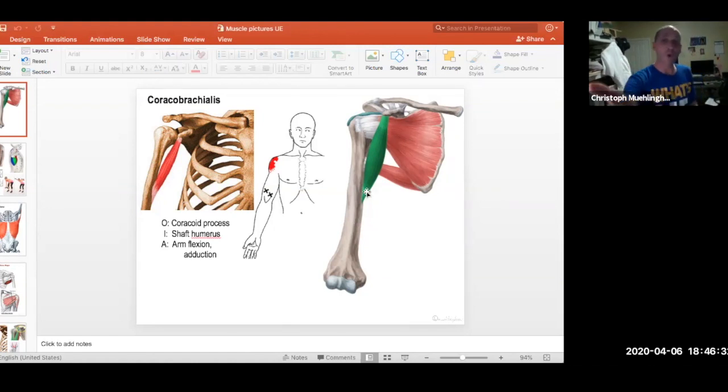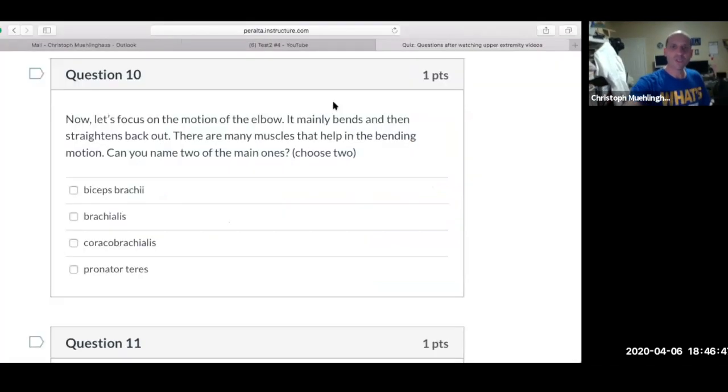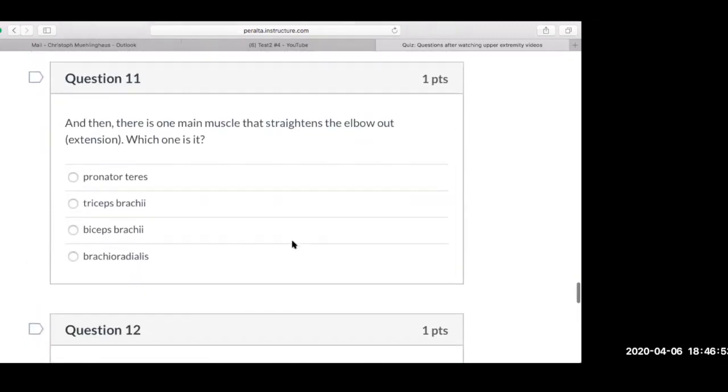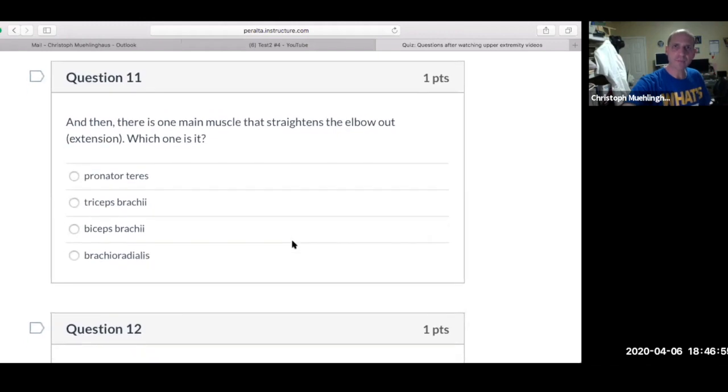So that's another way to think about these things. Where does the muscle go? What joint does it cross? And most likely, well, always, it will influence that joint. It will move that joint. So when you look at the coracobrachialis and really analyze it, you can see how that's not one that moves the elbow. It moves the shoulder. All right. That makes sense?